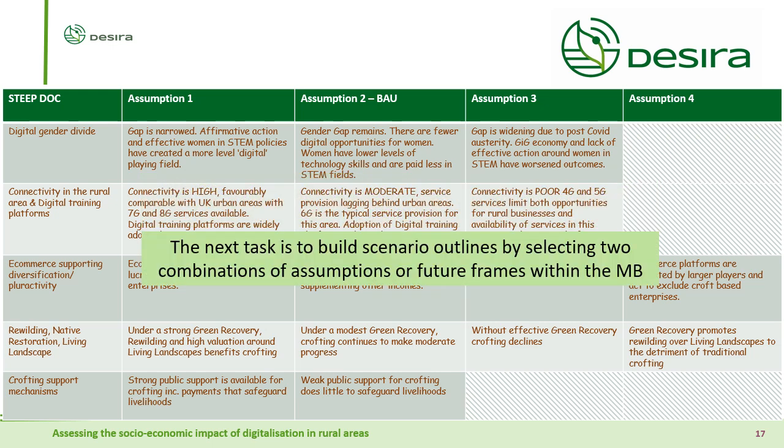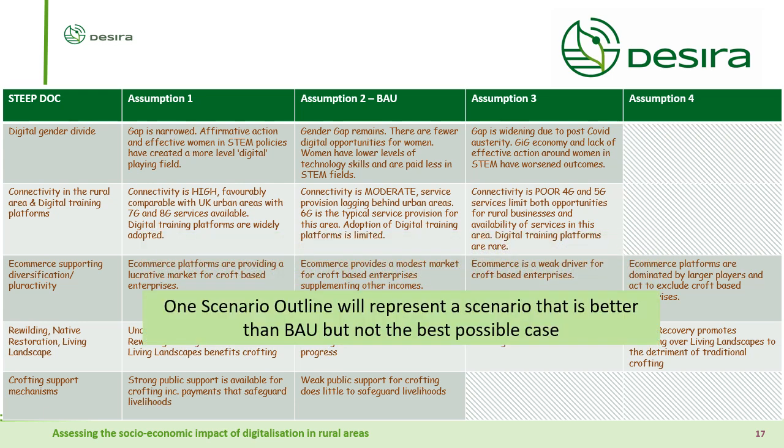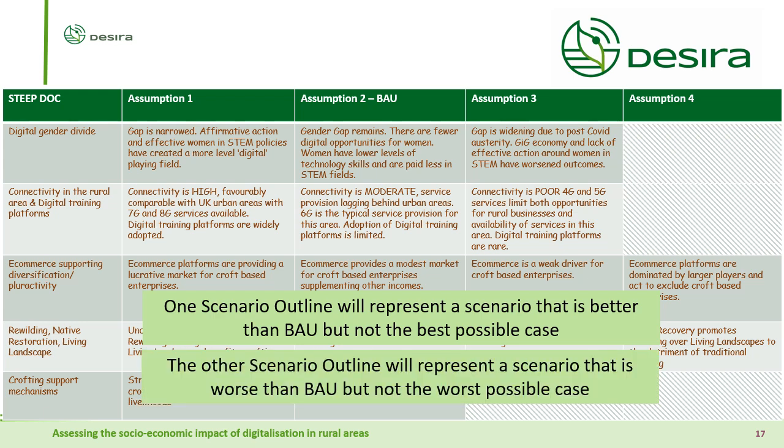The next task is to build scenario outlines by selecting 2 combinations of assumptions or future frames within the morphological box. One scenario outline will represent a scenario that is better than business as usual, but not the best possible case, and the other scenario outline will represent a scenario that is worse than business as usual, but not the worst possible case.